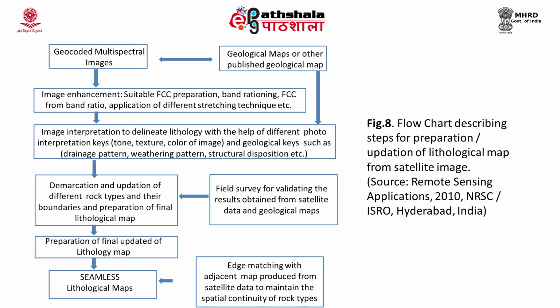Whatever background information we have about that particular area, from that also we can go for the image interpretation, and that will help us prepare the lithological map. Using the field survey, we can validate the results obtained from the satellite data and geological map. Once this part is done, we can go for the final preparation of the lithological map. Then edge matching is carried out with the adjacent map produced from the satellite data to maintain the spatial continuity of the rock types.